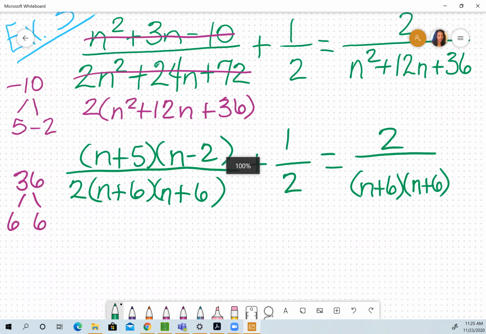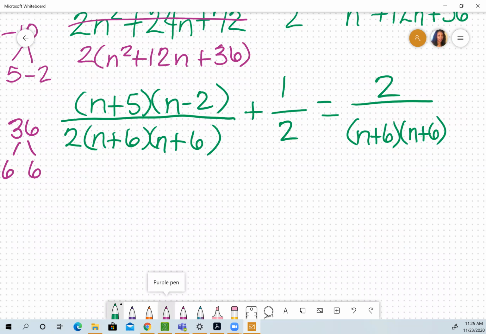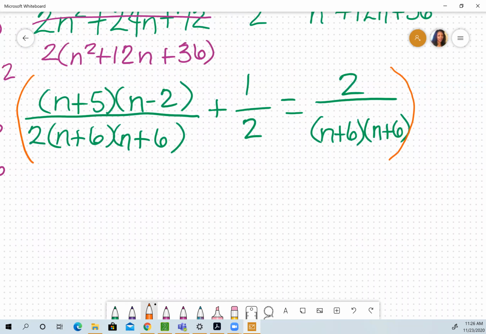Okay. So now what I want to do is what I was showing you a few minutes ago. I'm going to put the entire problem in a big parentheses, and I'm going to multiply it by the greatest common denominator, which is 2 times n plus 6 times another n plus 6. If I look at the second fraction, it's missing that quantity of 2 times n plus 6 times another n plus 6. If I look at the third fraction, it's missing the 2.